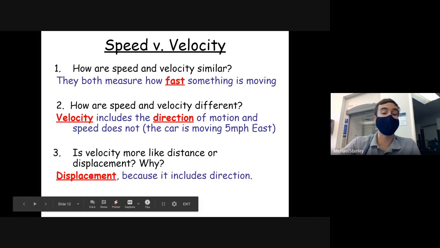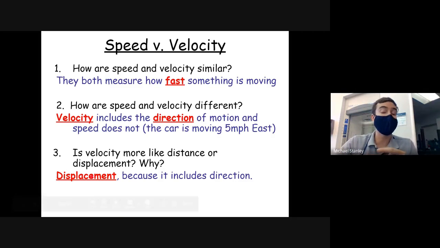And again, in order to figure out displacement, you have to figure out how far away the ending point is from the starting point. There may have been a whole lot of back and forth movement in between. They may have covered a lot of distance, a lot of ground, but displacement is all about just looking at that starting and ending point.